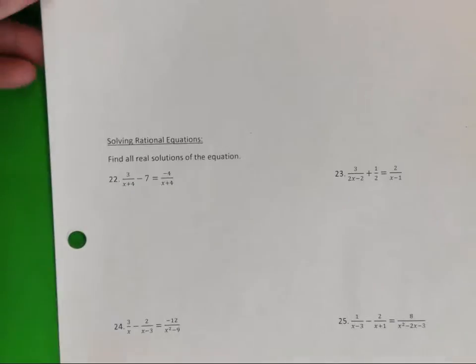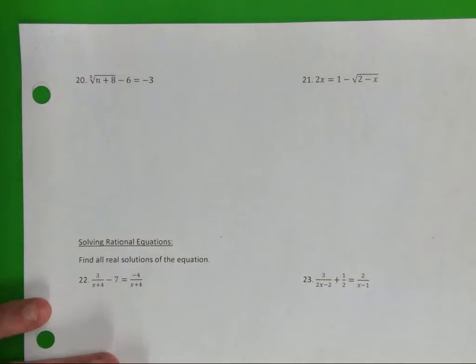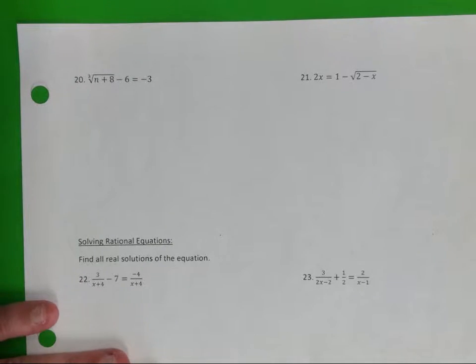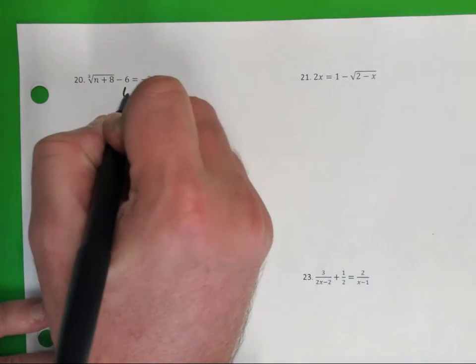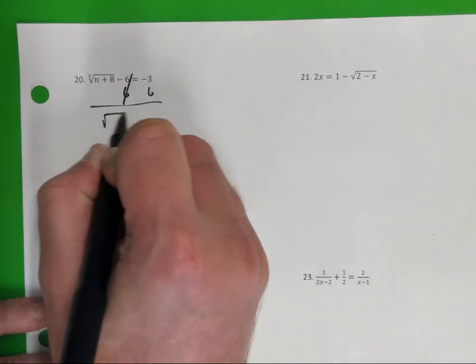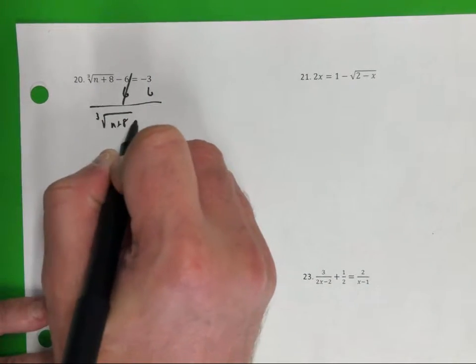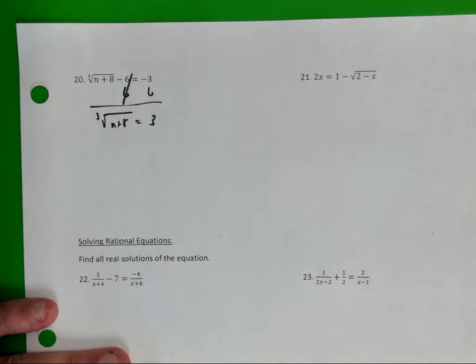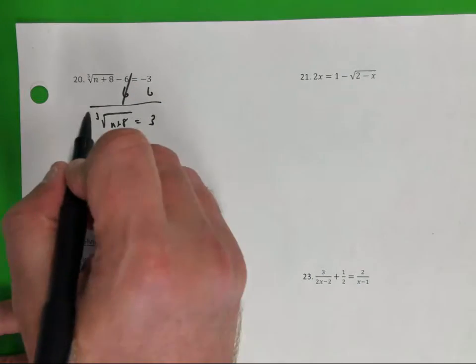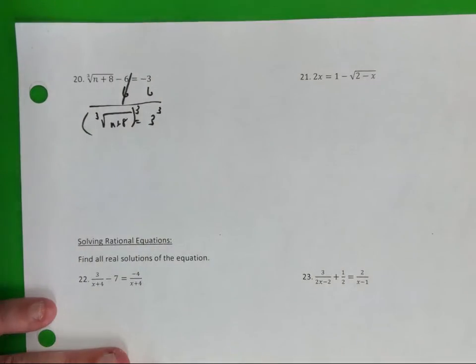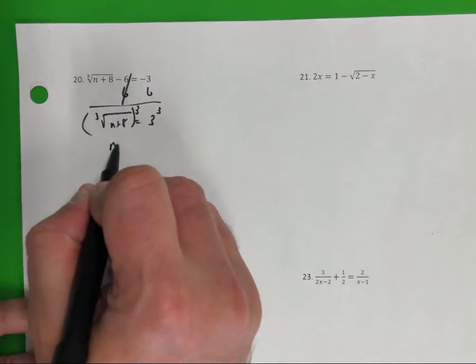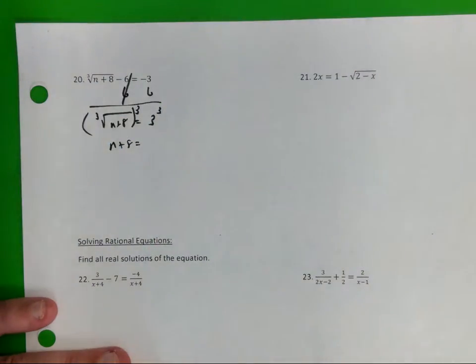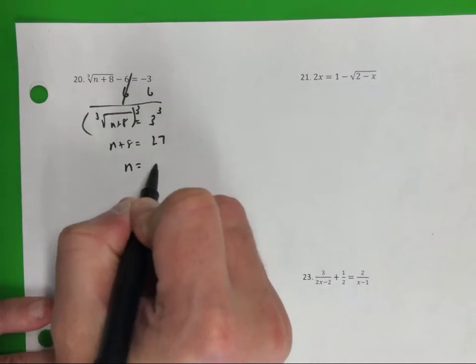Okay. Number 20. We want to get the radical by itself. So what's the first thing I'm going to move over? 6. Very good. I'm going to move the 6 over. Now this is the cube root, so instead of squaring both sides, I'm going to cube both sides. Do I have to give the cube test and the square test this year? Y'all got those memorized by now? Good. So this would be m plus 8 equals, what's 3 cubed? Thank you. Move the 8 over, that's 19.